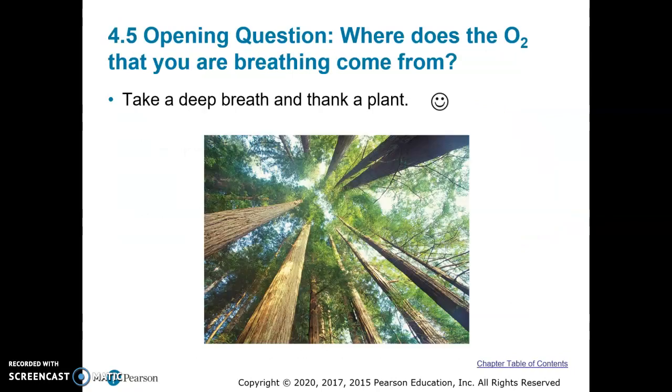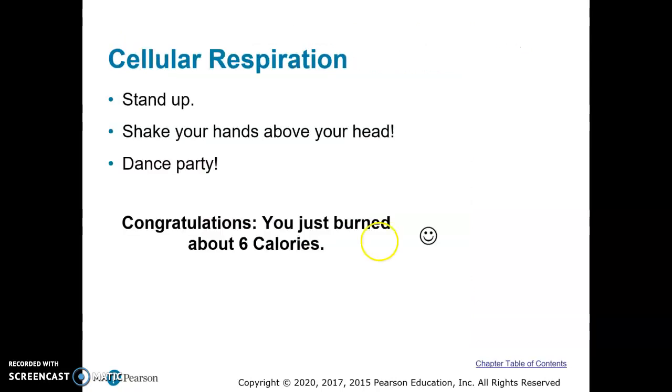Okay, so here's where we will end our section on photosynthesis. Where does the O2 that you are breathing right now come from? Well, take a deep breath, everybody, and thank a plant. It's a beautiful day outside today. I know we're not supposed to be out there, but even if you're just looking out through your window and you see a plant, give a nice little bow, thank a plant. Remember, I'm a plant physiologist.